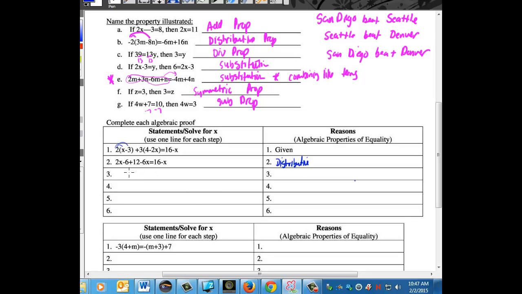Next, what should we do from here? Well, there's a few things we can do. I think we should first combine like terms. So negative 4x plus 6 equals 16 minus x. And when we combine like terms, that's called substitution.